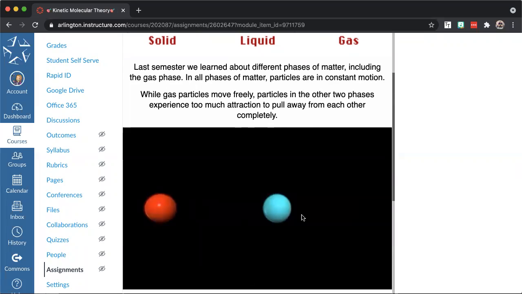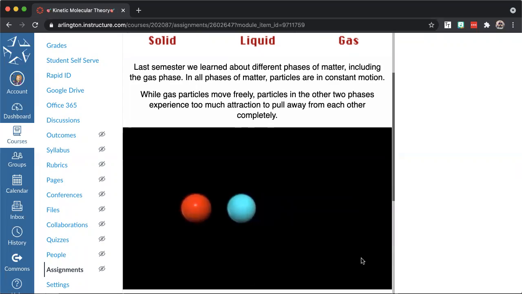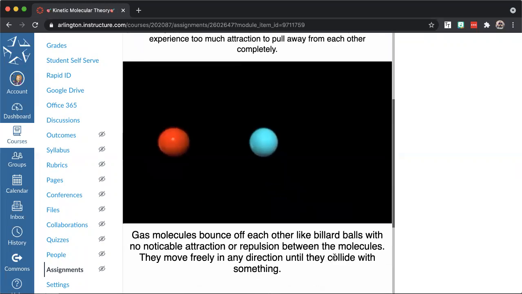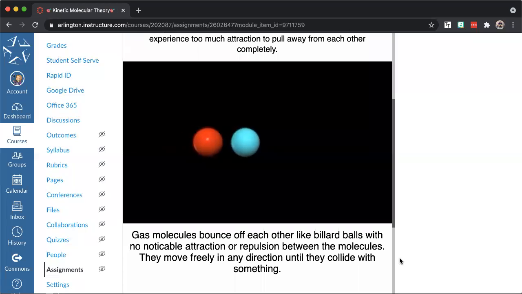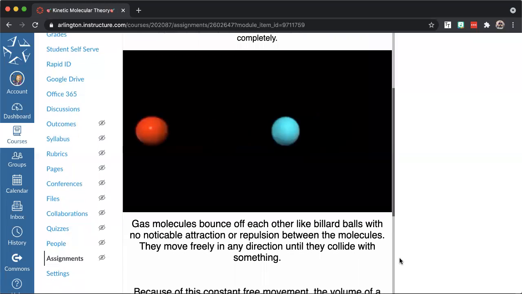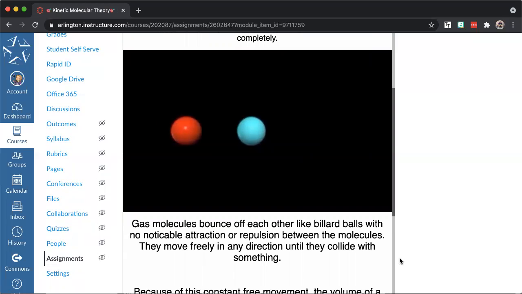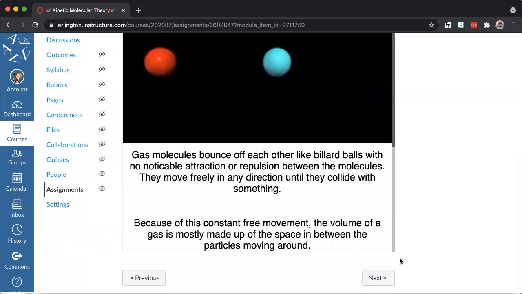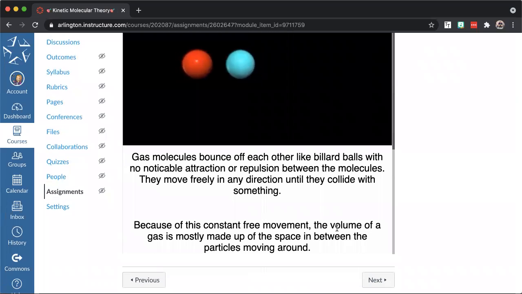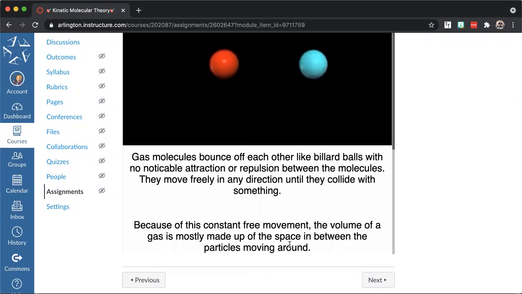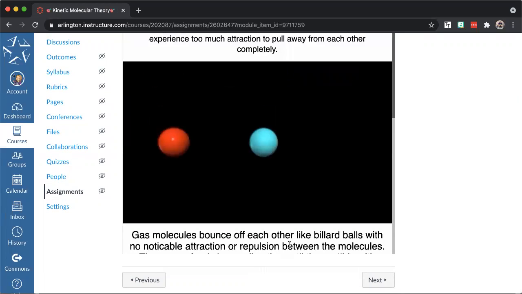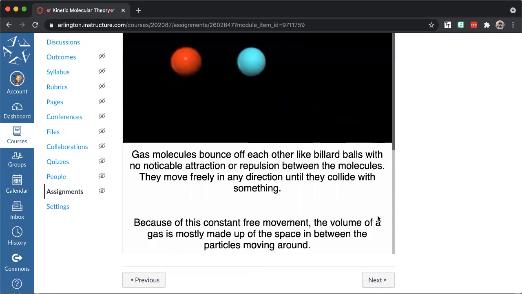So if you had two gas particles and they were both moving in straight lines, and then they hit, they just bounce off like a billiard ball would, okay? There's no attraction, there's no repulsion, they just bounce off, and then they keep going in the other direction until they collide with another particle or maybe the wall of the container that it's in. And so because of the constant free movement, it says the volume of gas is mostly made of the space between the particles. So again, here in this image, there's two particles, they're relatively small, but then all around them is all this empty space. That's the empty volume, okay?